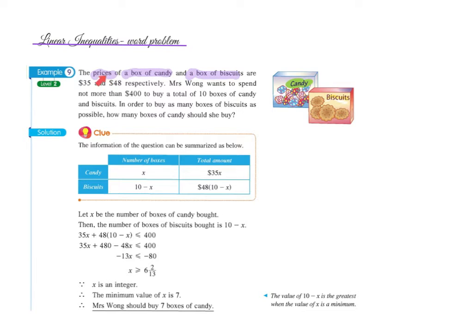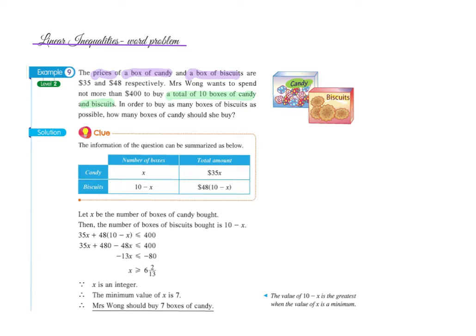For example, the price of a box of candy will be $35 and a box of biscuits to be $40. So you see, we basically discussed the amount for each of them. After that, you see Mrs. Wong wants to spend not more than $400 to buy a total of 10 boxes of candy and biscuits. So that means we also have a sense of total of how many boxes of candy and biscuits. Okay, that means we have two sorts of total.